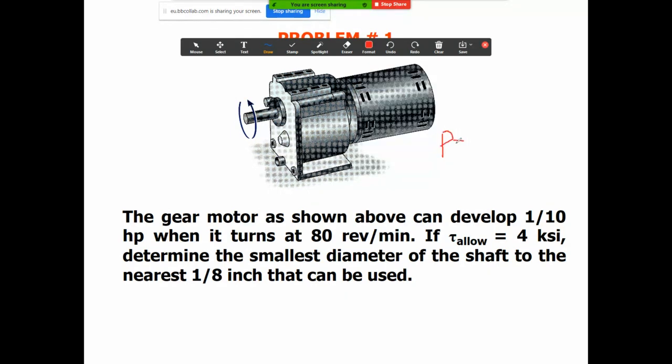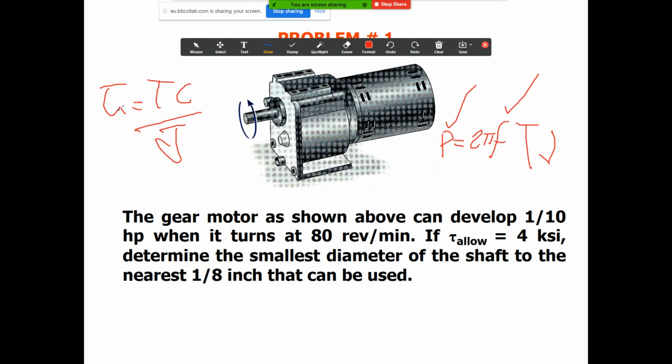The power is equal to 2 pi f multiplied by the T. Okay, so the power you have, the frequency you have, you can calculate the torque. Now we know that when we have a torsion or a torque applied to a certain shaft, the shear stresses can be calculated from this formula, if you remember, which is T multiplied by C divided by J.